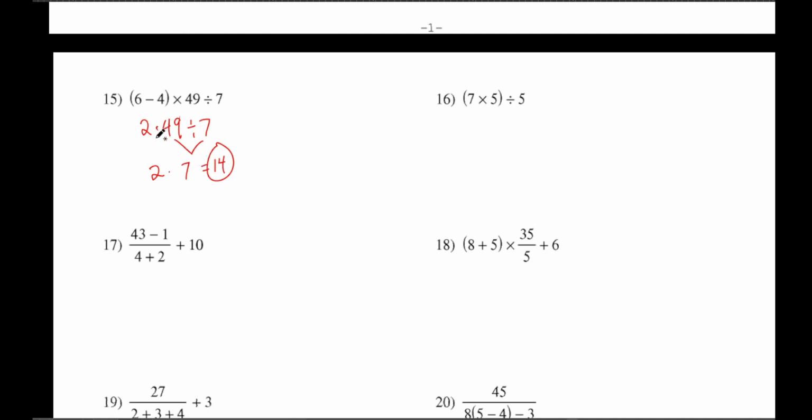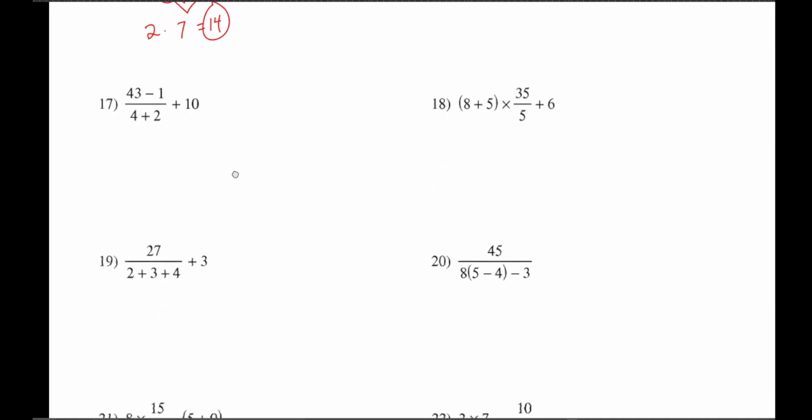Okay. Now I know I said earlier, if you have multiplication division, you go left to right. It'll still work, right? 2 times 49 is 98. 98 divided by 7 is 14. Or you could do it like this. You could just do those first and then multiply it by 2. Then you're good. Okay? All right? Yeah, it looks hard, but it's not near as hard as it looks. Let's do 17, though. All right?